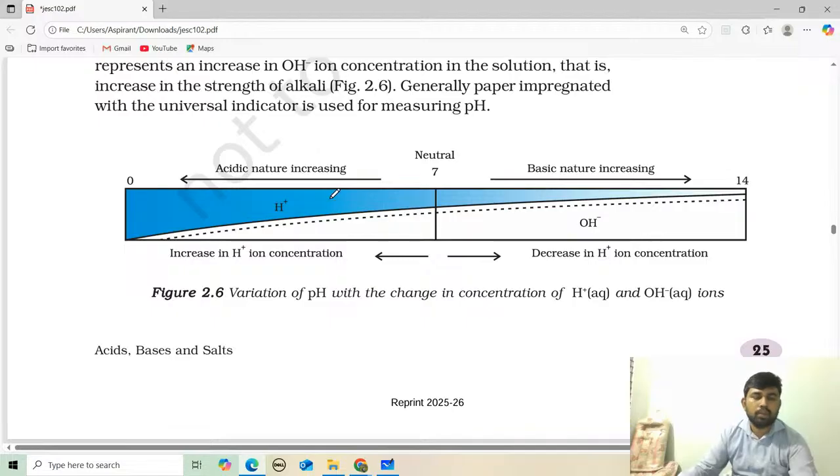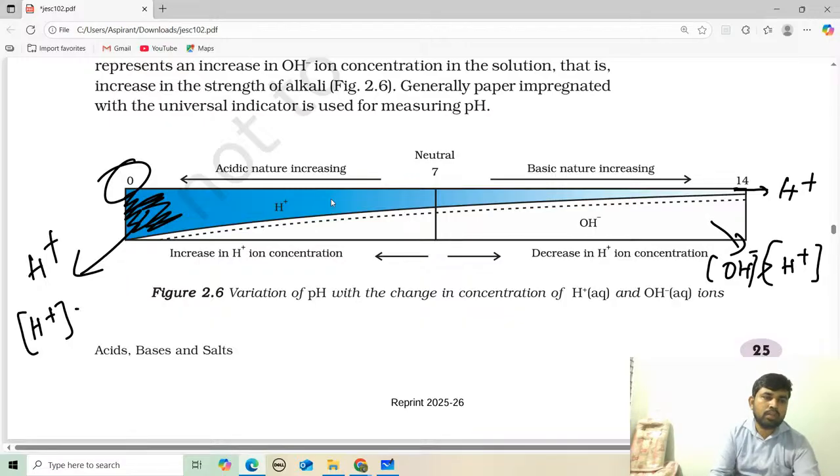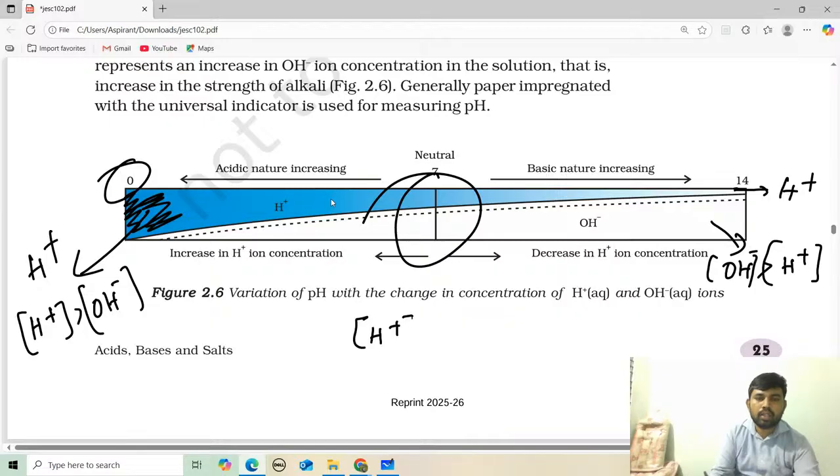You can see this diagram, try to understand it. Here pH is 0, which means in this portion there are more H plus ions. Here pH is 14, and the concentration of H plus is very less. So here the OH minus concentration is more than the H plus ion concentration. In this other portion, the H plus ion concentration is more than the OH minus ion concentration. In the middle portion, the concentration of H plus ion is equal to the concentration of OH minus ion.